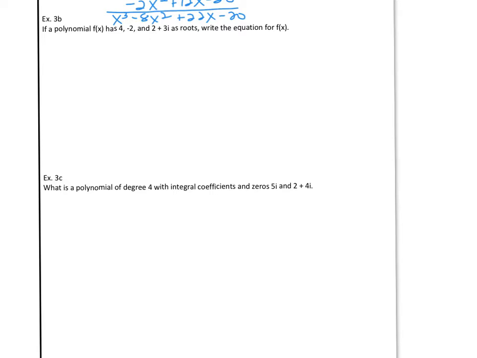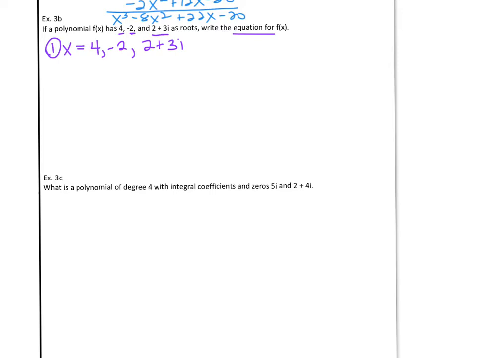In our next example, we're kind of on our own. It says if a polynomial f of x has 4, -2, and 2 plus 3i as roots, write the equation for f of x. If we look at our zeros, I see a 4 and a -2. Those are both real solutions. They won't have conjugates. However, 2 plus 3i will have a conjugate for our zeros. So as we list out our zeros in step 1, we know x equals positive 4. We also know it equals -2. Last but not least, it equals 2 plus 3i.